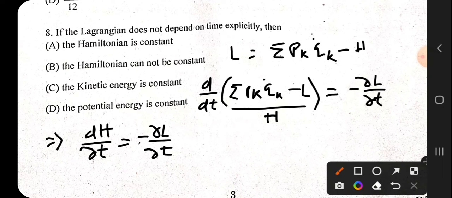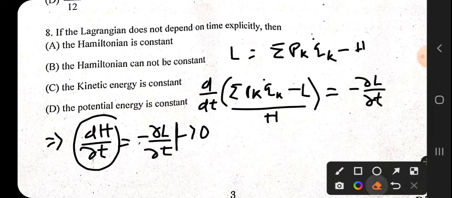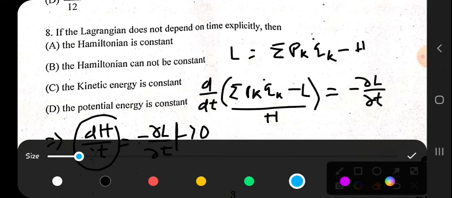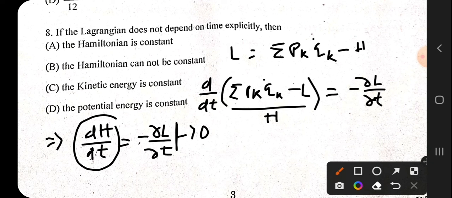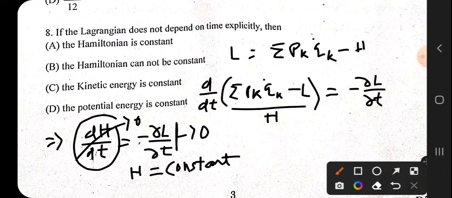Okay, so according to the question, if the Lagrangian does not depend upon time explicitly, that means the whole of this quantity should tend to 0. That means dH by dt, this portion is only dt, so dH upon dt will tend to 0. If this portion tends to 0, then we know that H is a constant. So actually H is a constant, or we call this a conserved quantity.